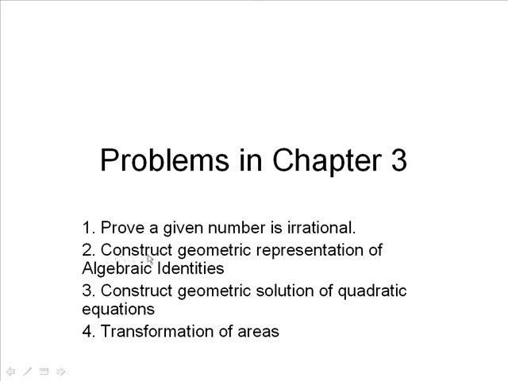The Pythagoreans represent the numbers by the length of line segments. They also represented numbers by all kinds of shapes, like squares, pentagons, and so on. They constructed geometric representation of algebraic identities and geometric solutions of quadratic equations. At last, we're going to look at an example of transformation of areas.